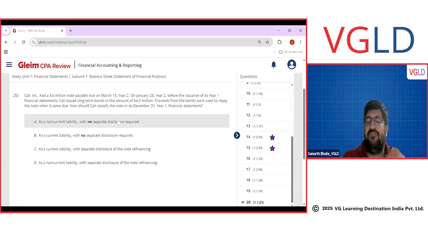Kelly Incorporation had a $4 million note payable due on March 15, year 2. On January 28, year 2, before the issuance of its year 1 financial statements, Kelly issued long-term bonds in the amount of 4.5 million. Proceeds from the bonds were used to repay the note when it came due. How should Kelly classify the note in its December 31st, year 1 financial statements?